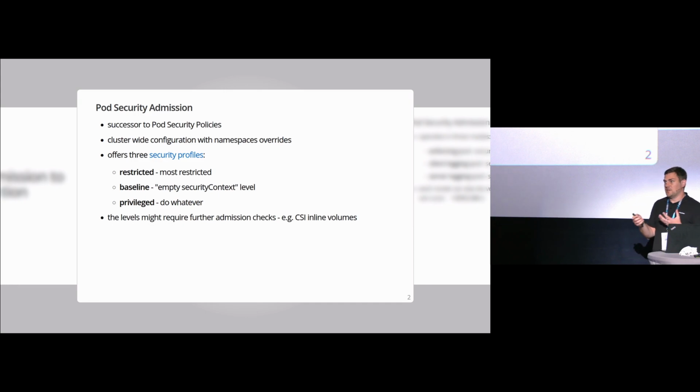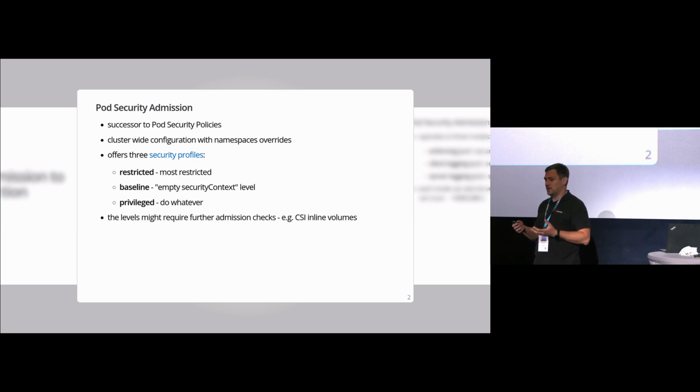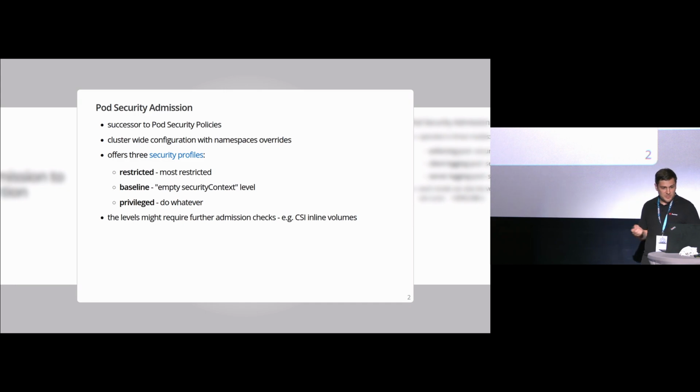What it does is, you have a cluster-wide configuration that can be overridden on namespace level, which is a little bit different from the pod security policies, which allowed assigning these policy objects to each user. And so we now have admission that is namespace grained, and at the very base of this admission, it revolves all around security profiles, basic security profiles.